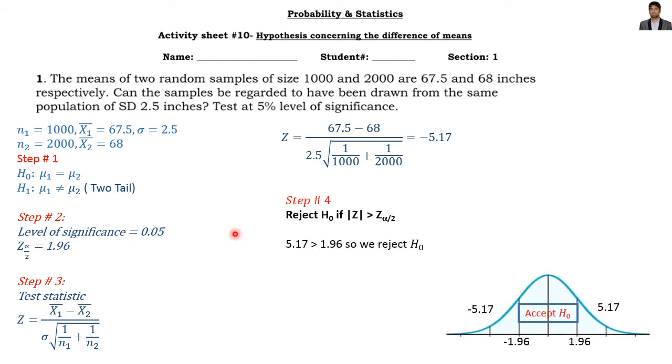Step number 4. Since it is a two-tail test, so 1.96 to the right and minus 1.96 to the left, the region in the center is the acceptance region. If the value of test statistic falls in this region, we will accept H0. So minus 5.17 is clearly outside the region. Absolute value of Z is more than Z alpha by 2, so we reject H0.